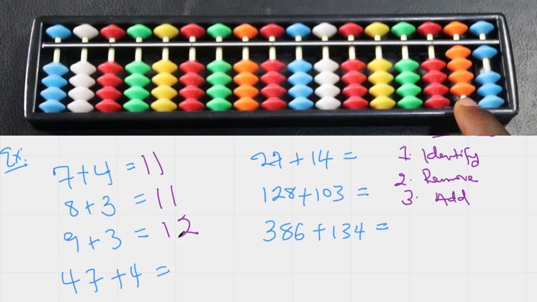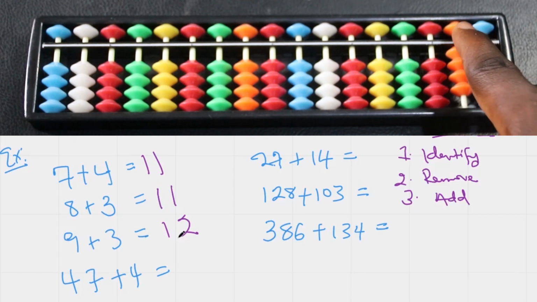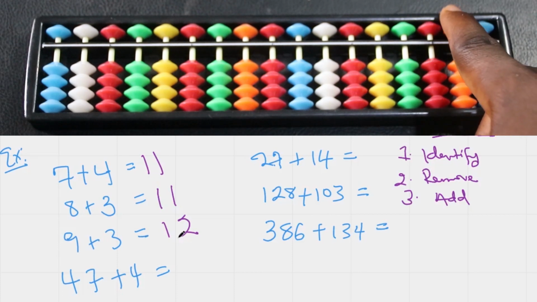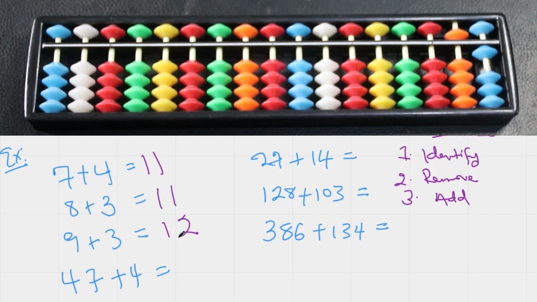Then here we do not have anyone to add. So what do we do? What we do here, we pull down all the 4 and add 5. I hope that is clear.